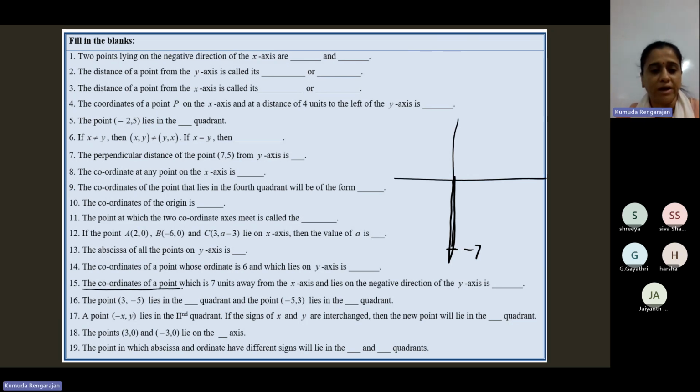The coordinates of a point which is 7 units away from the x-axis can be above or below. But it's given that it lies on the negative direction of the y-axis, and 7 units away. So this marking is -7. And the point is (0, -7). It lies on the y-axis, in the negative direction.